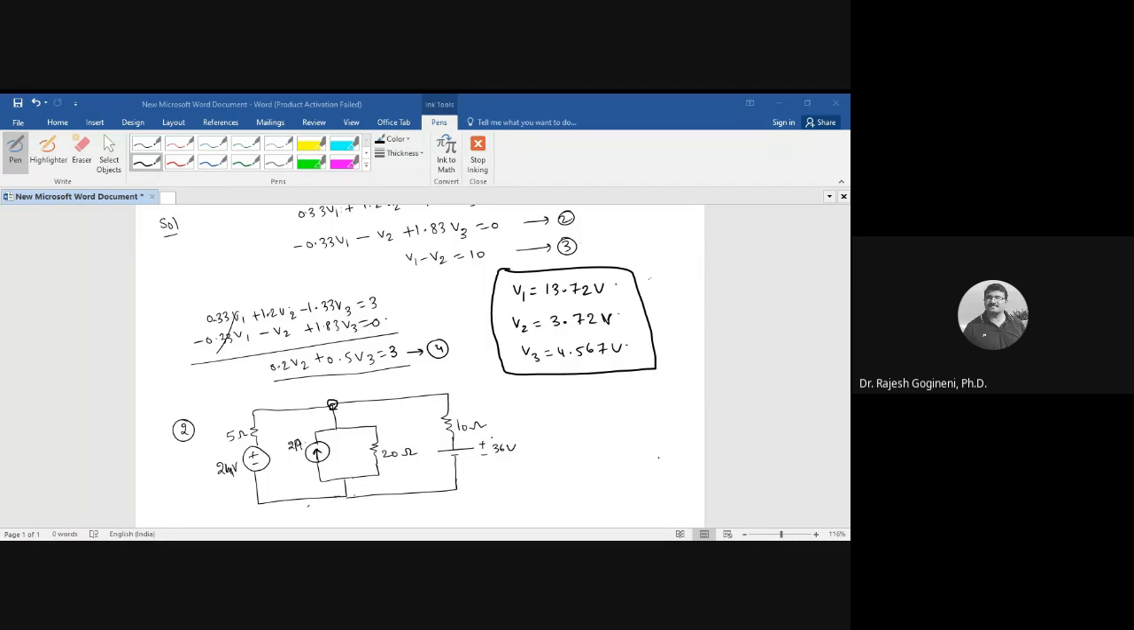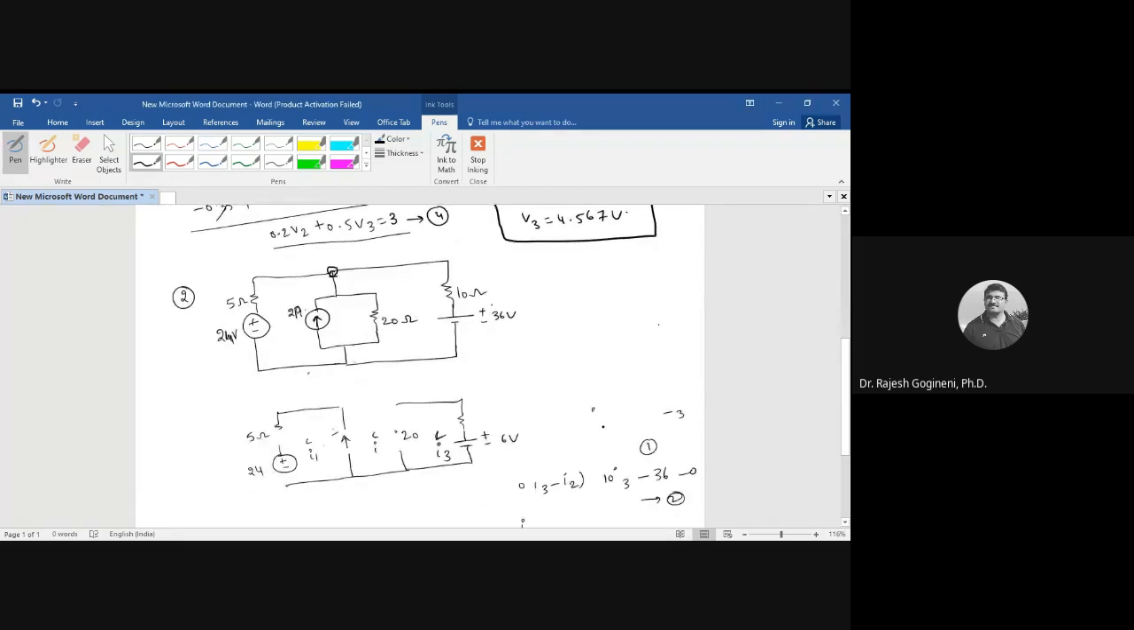Okay. Then next problem, one more I have given, I think. Second problem also I have given. So this is the second problem. For this, what we need to find? What is the problem I have given for this? For the second problem, what we need to find?